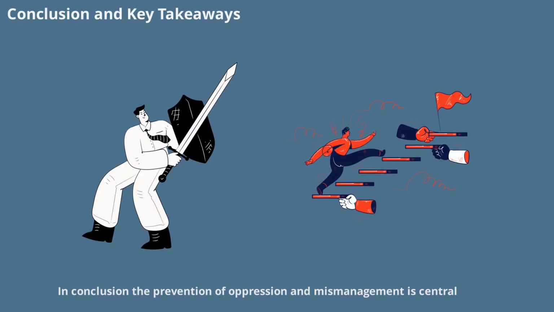In conclusion, the prevention of oppression and mismanagement is central to maintaining trust and fairness in corporate India. The law balances the power of the majority with the rights of the minority, providing clear avenues for redress and strong penalties for abuse. Whether you're a shareholder, director, or advisor, understanding these rules is essential for responsible participation in any company. Stay informed, stay protected.